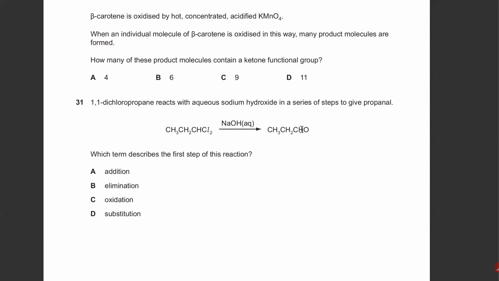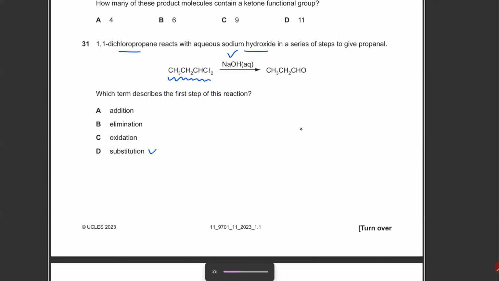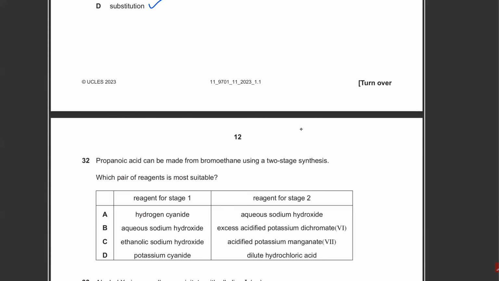So, Jody, we were on question 31 for this paper, right? Yes. So 1,1-dichloropropane reacts with NaOH in a series of steps to give propanol. Which term describes the first step of this reaction? What happens if you add NaOH to a halogenoalkane? Nucleophilic substitution. So it's D. So it's the SN1, SN2, yeah.